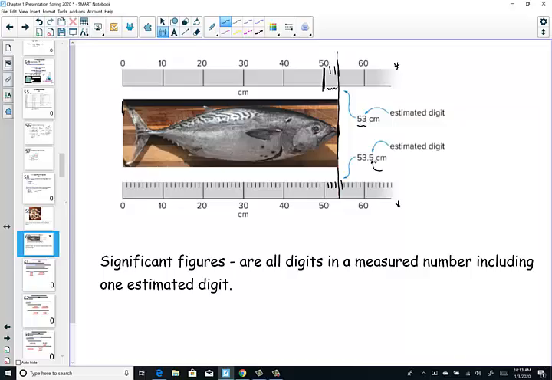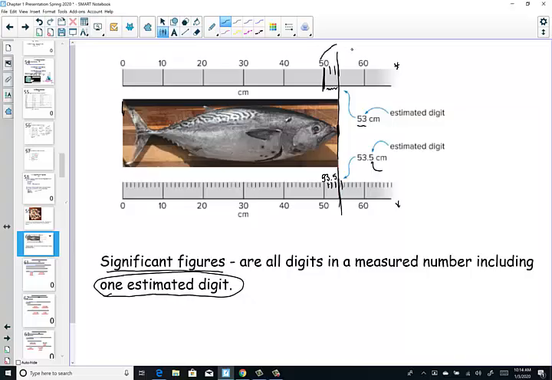When we're reporting measurements, I don't care if it's a scale, a ruler, a graduated cylinder, whatever the instrument is that we're using to take a measurement, the term significant figures plays a role. All are digits in a measured number, including one estimated digit. So you are to report all measurements through what your instrument is telling you. For instance, this is telling me 53, 1, 2, 3 over, but I'm going to include 1 past the degree of the instrument's precision in terms of an estimation.